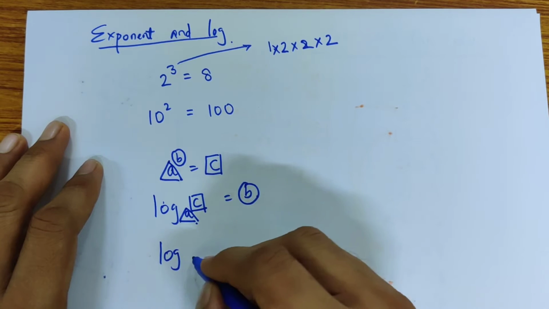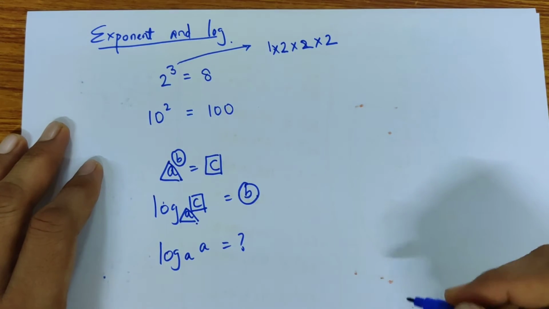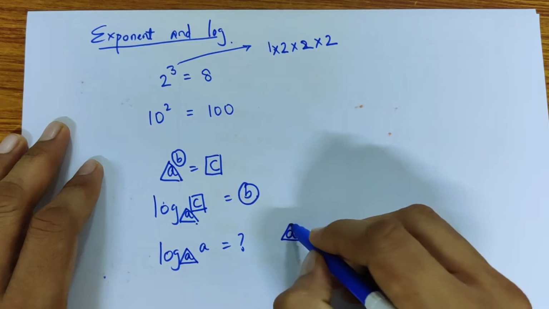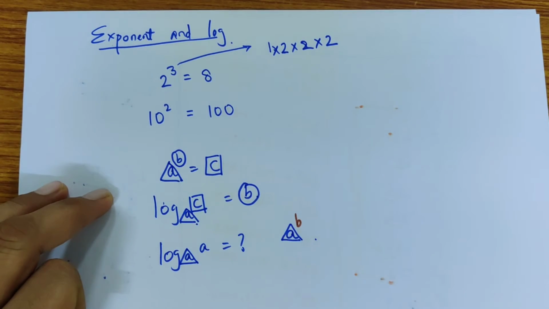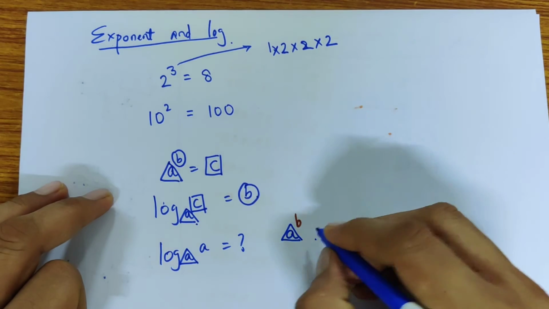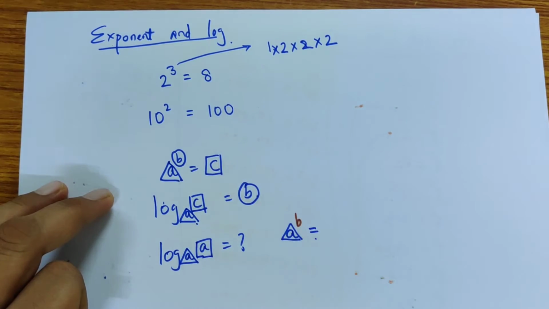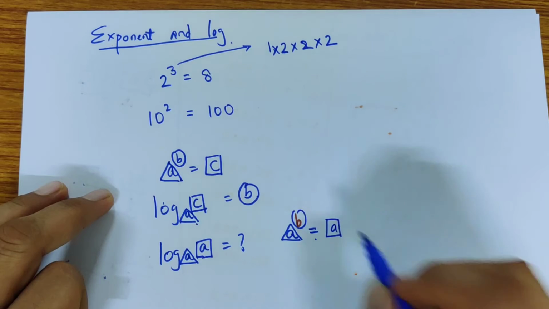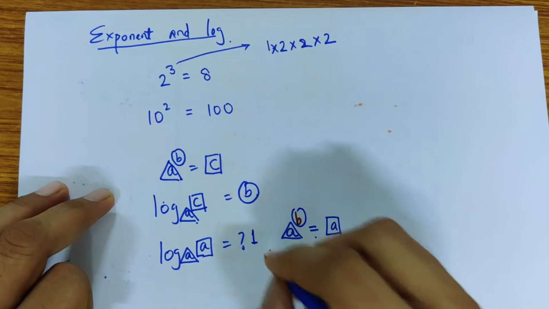So what are the rules for log? Log of a is what? It means, what should I raise a, maybe we should use different colors, to the power of, that's the b, in order to get a? What should this be? Now we know a to the power of 1 is a. So log of a to the base a is 1.